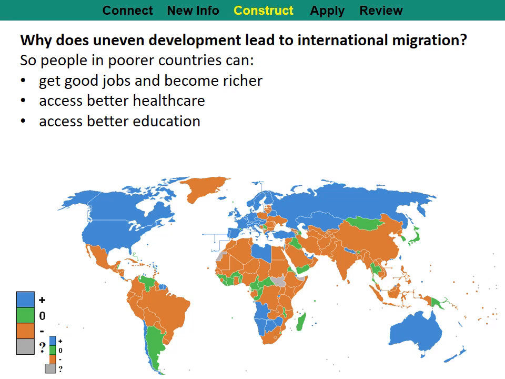So if I move and I go to that country over there, there are more good jobs for me. I can get better paid. The healthcare system is going to be better for me and for my family, and they'll have a chance of going on to university and better education. So why wouldn't you choose to leave?